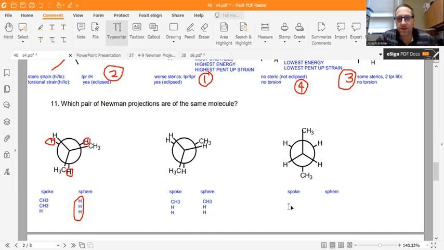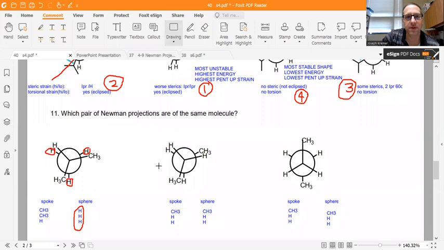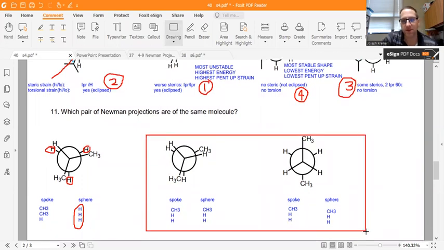All right, and that answer is CH3, H, H. There's our answer. And on the sphere, CH3, H, H. So these molecules, which I'll box, are the same because they have the same groups for the spoke and the sphere. And these are the same because they have the same groups for the spoke and the sphere. That's that.